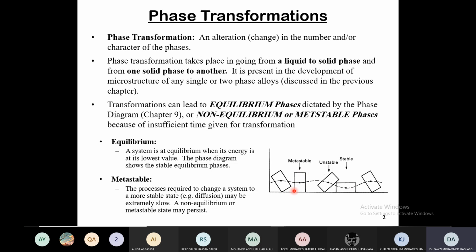Metastable phases are like this. They are stable and they will stay as they are unless you push them with difficulty. You raise the temperature high, for example, then this is going to fall. The unstable phases are like that. If you just leave it, it's going to fall. So you don't need to do anything to it to change.